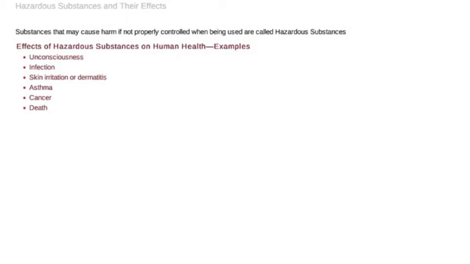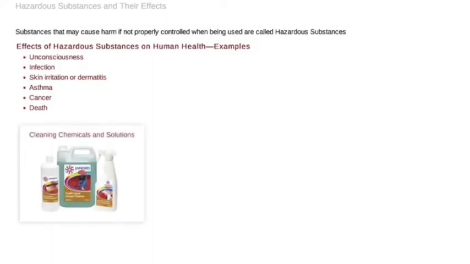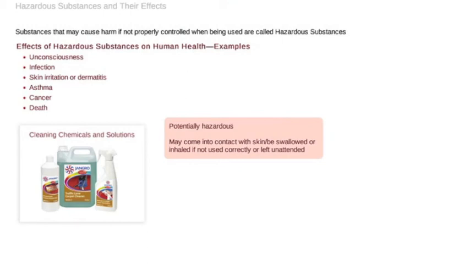Operatives like you make use of a wide range of cleaning products to do a good job. You must remember that all cleaning chemicals and solutions are potentially hazardous, given that they can come into contact with skin and be swallowed or inhaled if used incorrectly or left unattended. They put your health at risk.